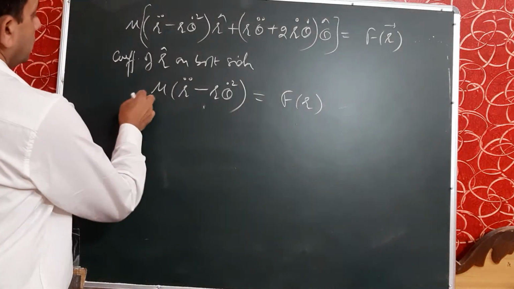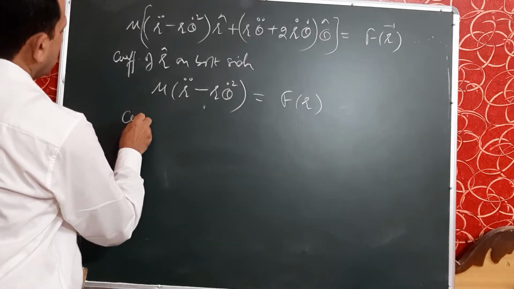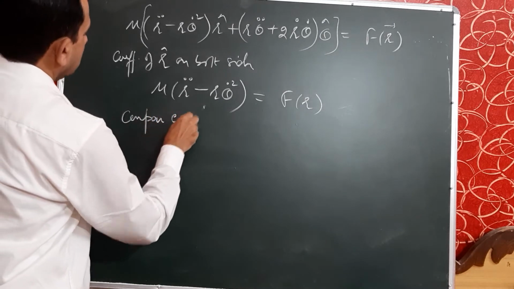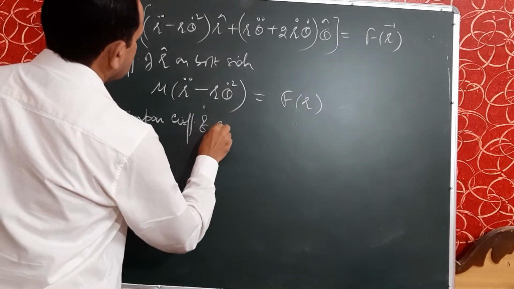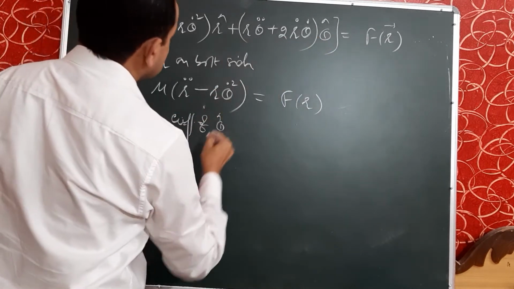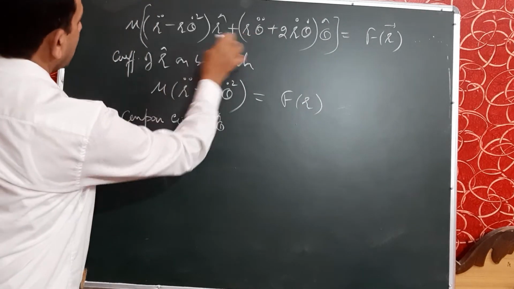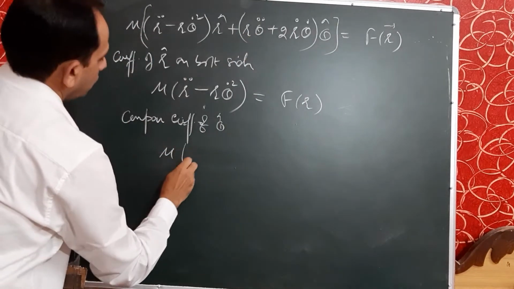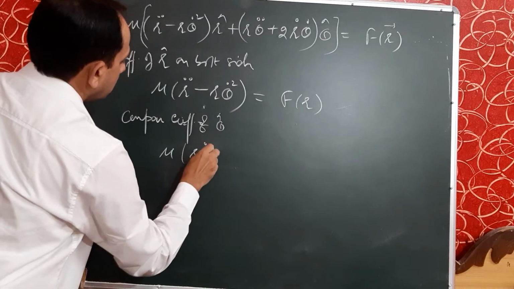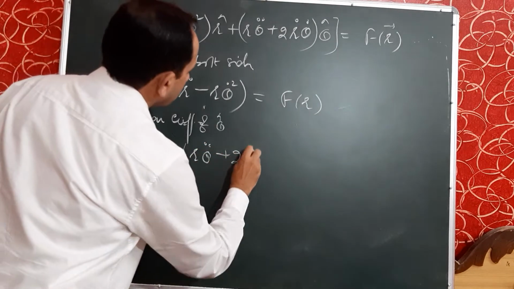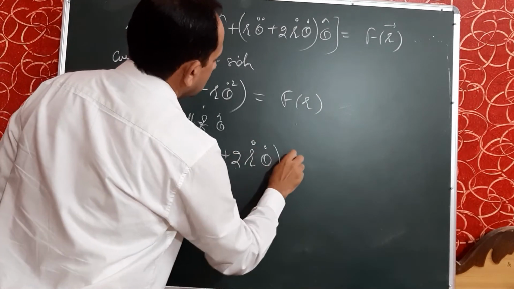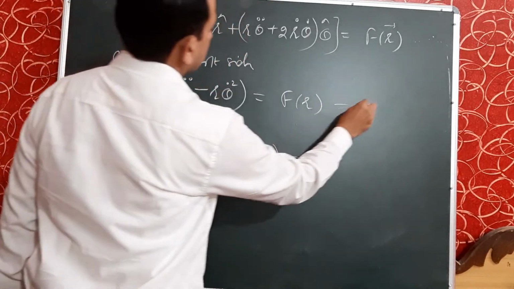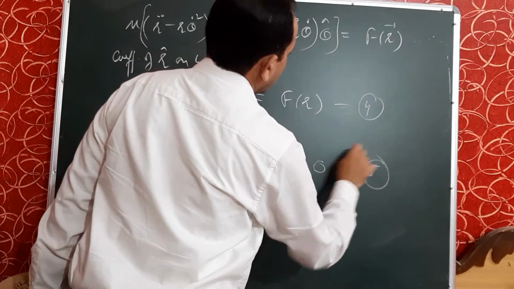And when we compare the coefficient of theta cap on both sides, then we will get mu into r theta double dot plus 2 r dot theta dot is equal to 0. So this is equation number 4 and equation number 5.